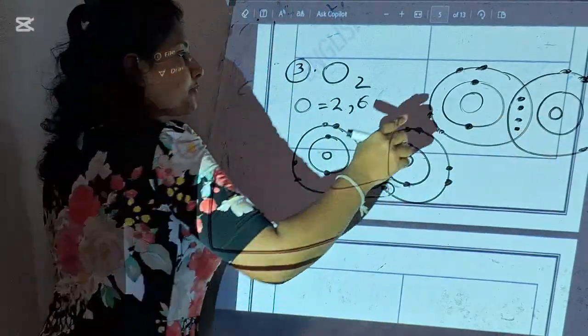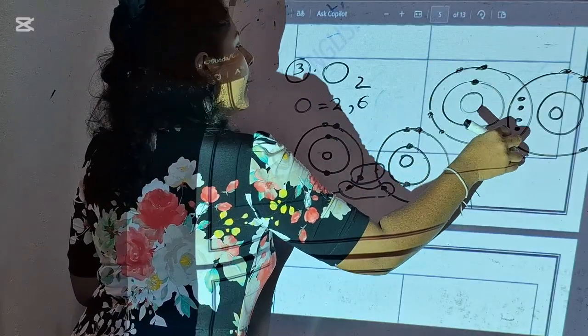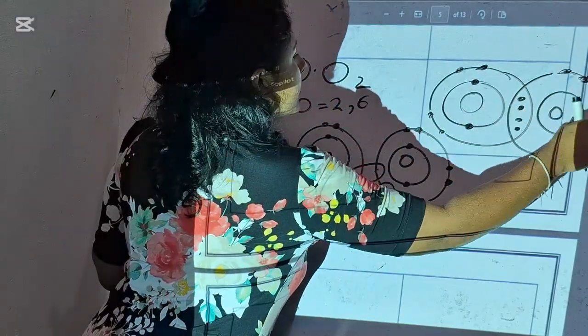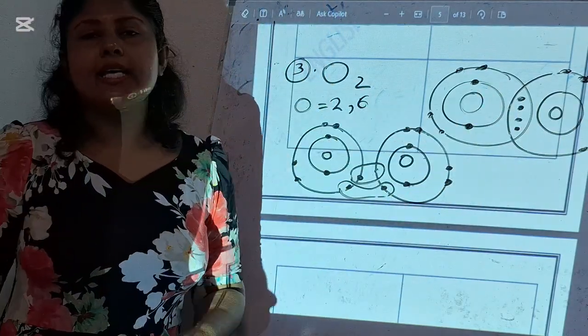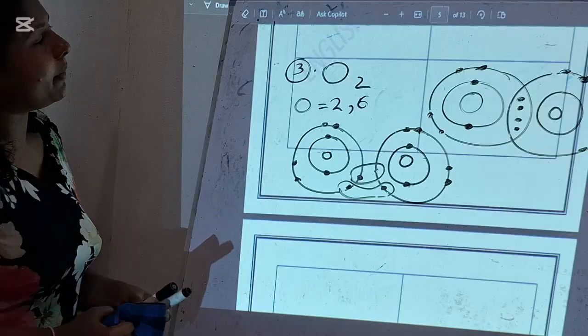Look at what happened at the last shell of oxygen. 1 2 3 4 5 6 7 8 completed. This oxygen also 1 2 3 4 5 6 7 8 complete. This is called the covalent bond of oxygen. This is how we can make bonds.